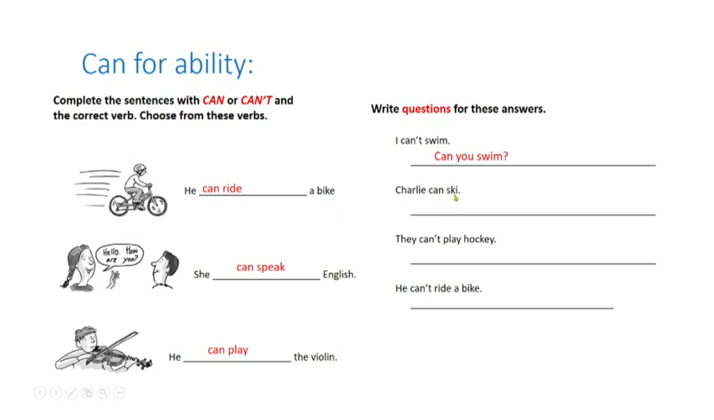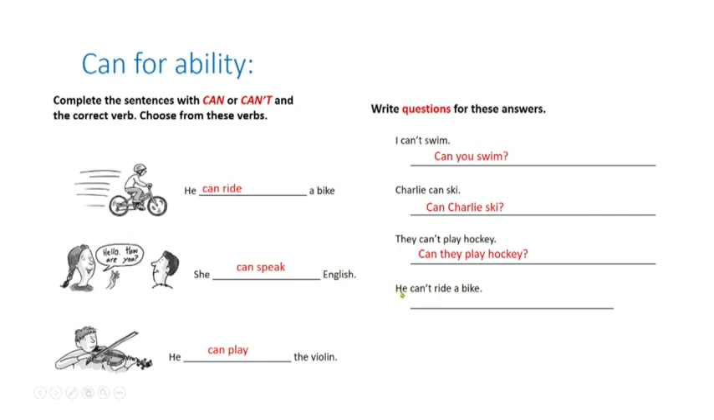So we have Charlie can ski. Charlie ume da skija. Kako ćemo pitati da li Charlie ume da skija? Think and say, yes, that's right. Charlie can ski and can Charlie ski? Da li Charlie ume da skija? Next one is they can play hockey. Oni ne umeju da igraju hokej. I kako ćemo postaviti pitanje? Da li oni umeju da igraju hokej? Again, we start with can and we ask, can they play hockey? Da li oni umeju ili znaju da igraju hokej?